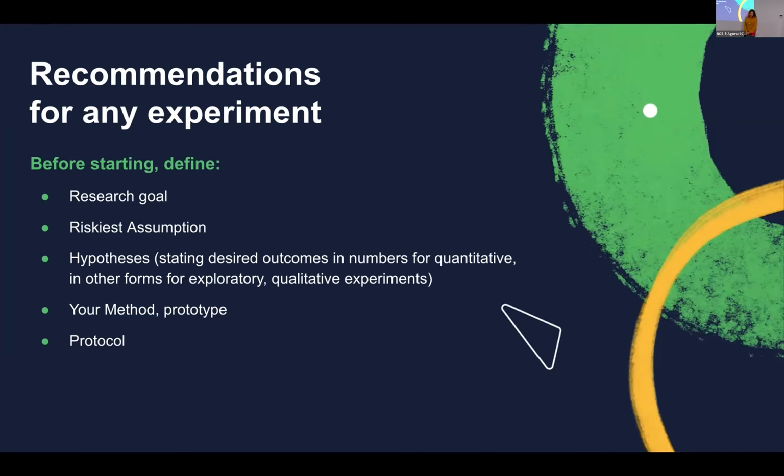And one more thing about this boring step is that before you even start doing the research, you define the way you want to protocol. You define what dashboard you will build to analyze your A/B test results.